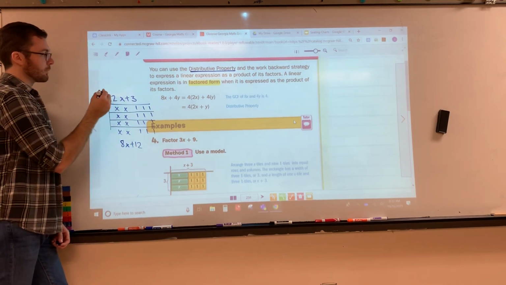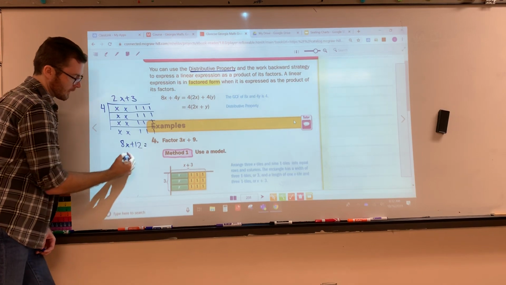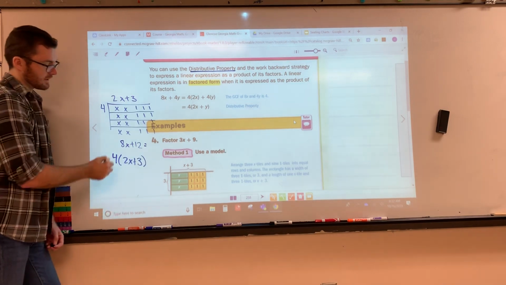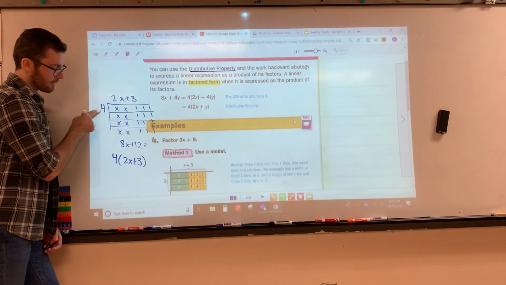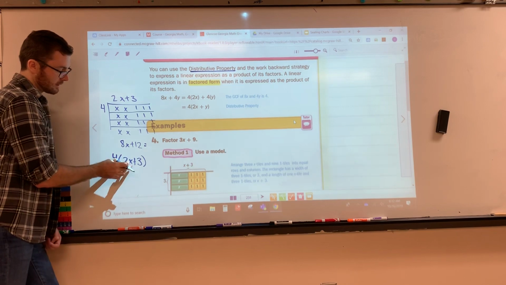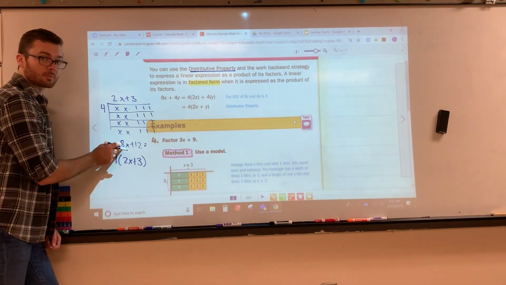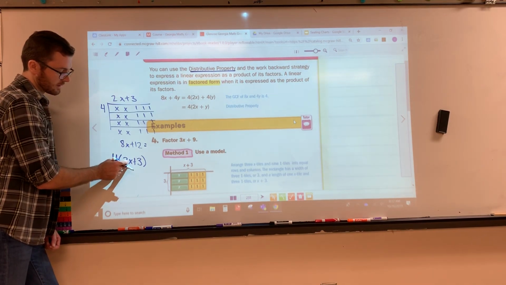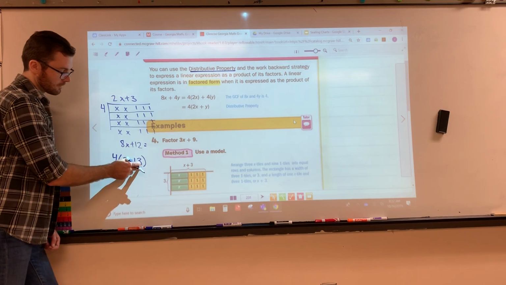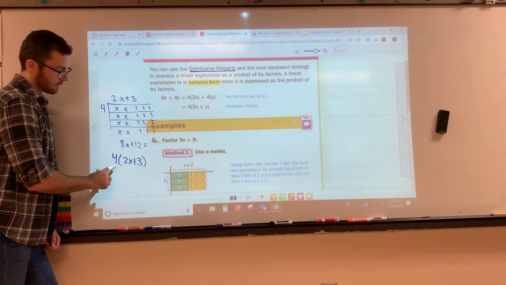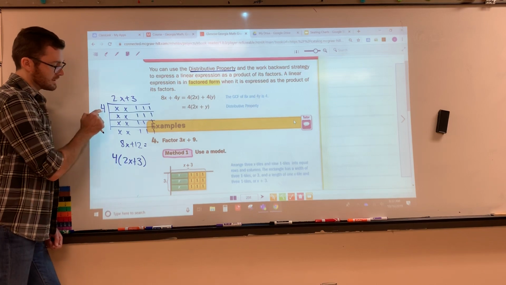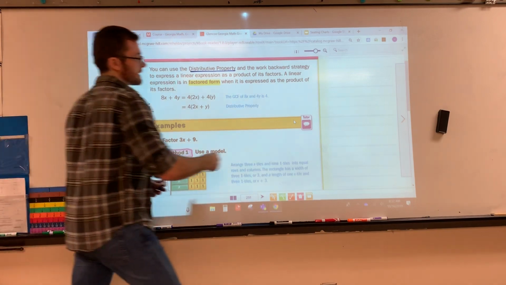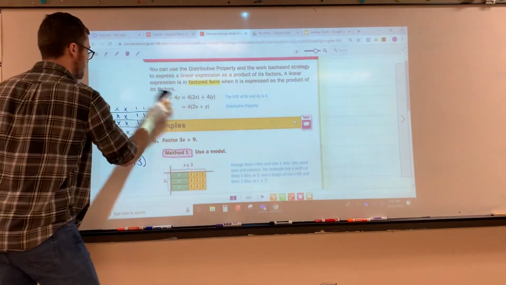8x plus 12 can be rewritten as 4 times 2x plus 3, because I found the greatest common factor, which was 4, and then I pulled it out of both of these. I divided it into both of these numbers. 8x divided by 4 was 2x, and 12 divided by 4 was 3. So I can rewrite that as a multiplication problem. 4 times 2x plus 3. That means that I have 4 groups of 2x plus 3. Okay? So we're going to take a look at that now.